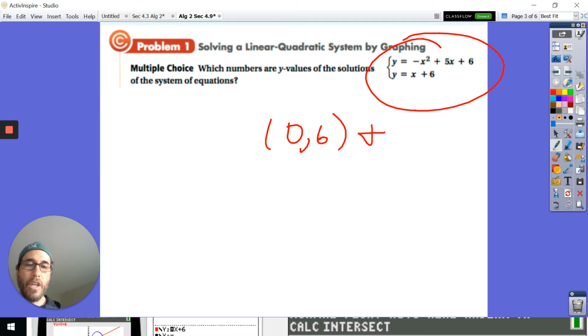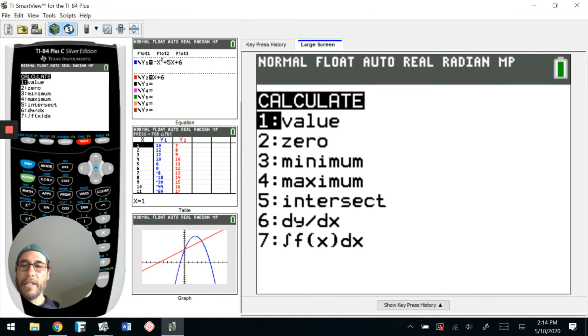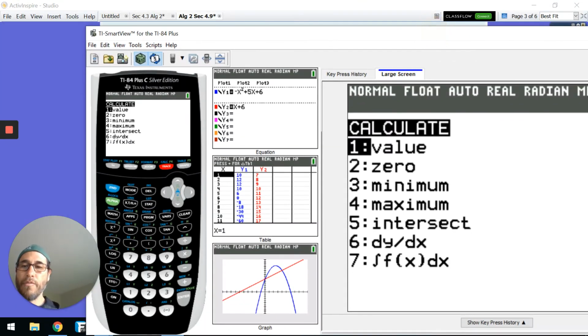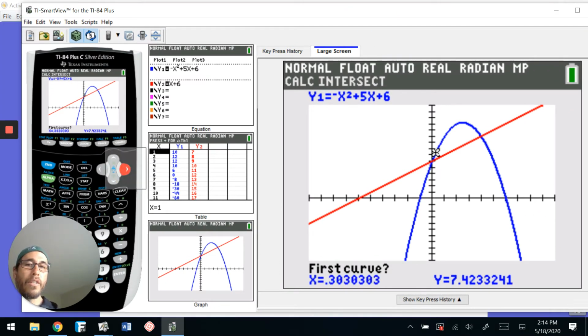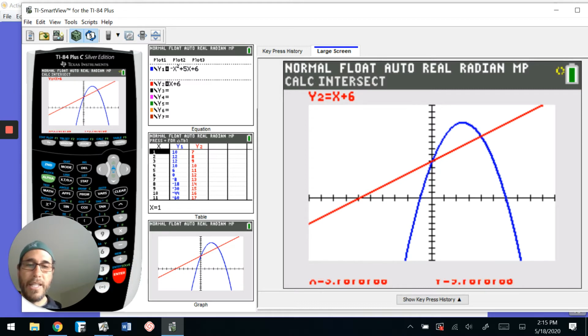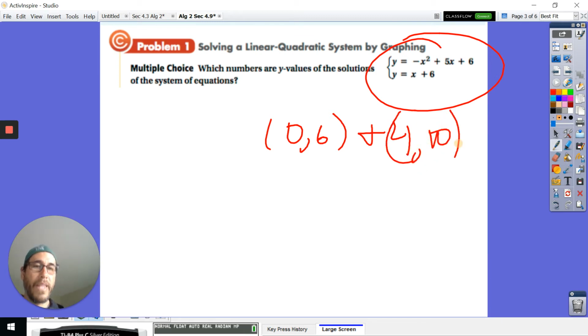There are 2 solutions, so I'm going to have to find both. How do I find the other one? It's just second calc. We choose number 5, which is that intersect button. Sorry guys, I can't move my face here. Believe it or not, if I move my face, it messes up my recording. Then I make sure I go over here and use that cursor to go over to where the other point is. Right when you're about right where it is, it's enter once, enter twice, enter 3 times. That's it. My other answer is (4, 10). And believe it or not, what that means is this: if I put a 0 into those x's, I'll get a 6 as an answer.